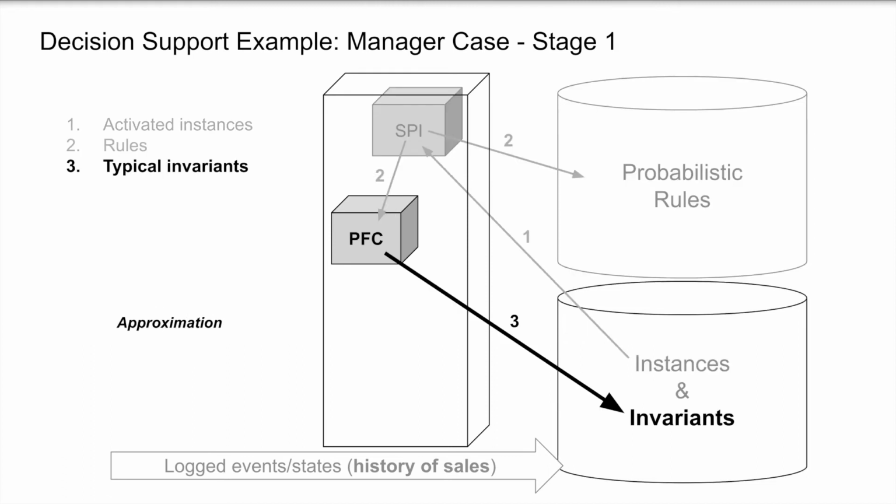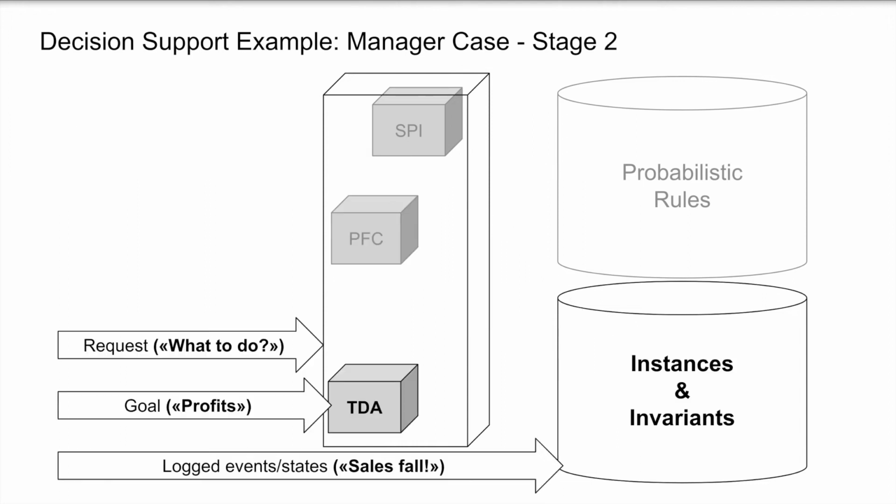Here we can see the approximation to essence principle, acting so the typical invariants are mined out of raw instances. So this is how information is accumulated and experience is formed. At some point, the market state may record the fall of sales. And at that point, the sales manager comes with the question of what to do in such cases. We assume that this question is aligned with the corporate goal of profitability. So this goal is preset in the task-driven approach framework.